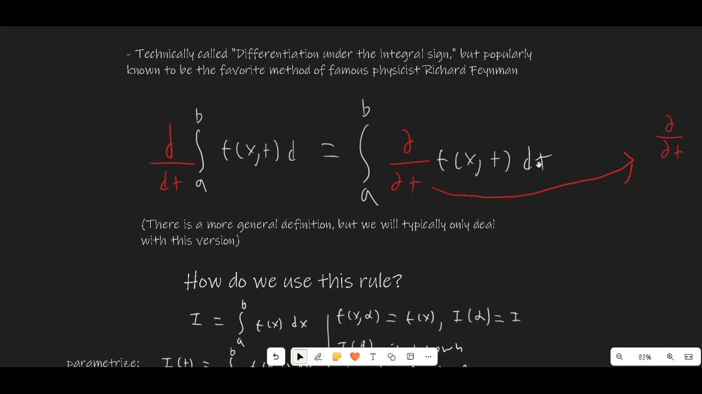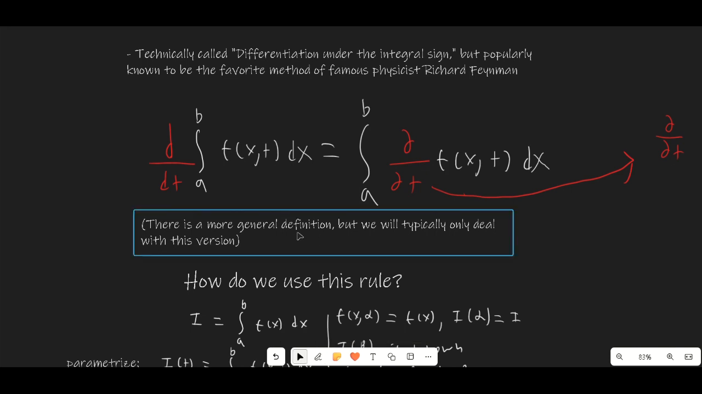Yeah, so if we're integrating with respect to x and we take the derivative with respect to t, all we have to do is take the derivative of the inner function with respect to t and treat x as a constant. Okay, that's much better. So again, the derivative with respect to t of the integral from a to b of f of x and t dx is equal to the integral from a to b of the partial derivative of f of x and t with respect to t dx.